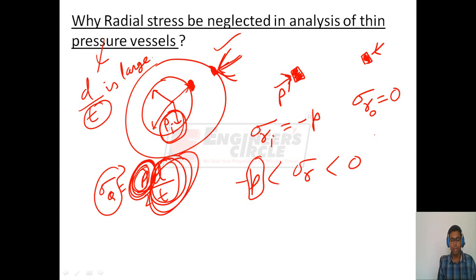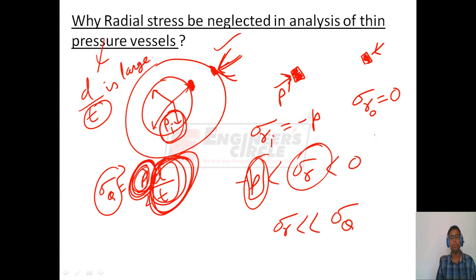Now, since the maximum magnitude of radial stress is P, we can say that sigma r is negligible in comparison to sigma theta, because sigma theta is already P multiplied by D by t, which is a large term. So we can neglect radial stresses in the analysis of thin pressure vessels.